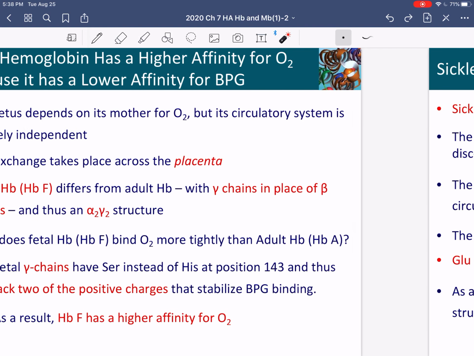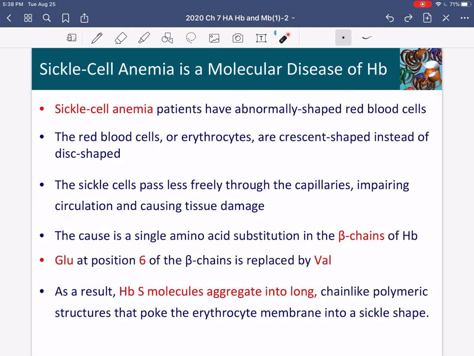Now keep that in mind, because as we move over to a molecular disease of hemoglobin, now we're talking about adult hemoglobin, sickle cell anemia, you're going to see how fetal hemoglobin plays into this story as well. So sickle cell anemia patients have sickled red blood cells, and this causes a lot of problems with the ability to transport oxygen, because the red blood cells are chock full of hemoglobin. That is the hemoglobin delivery system. It's the red blood cells.